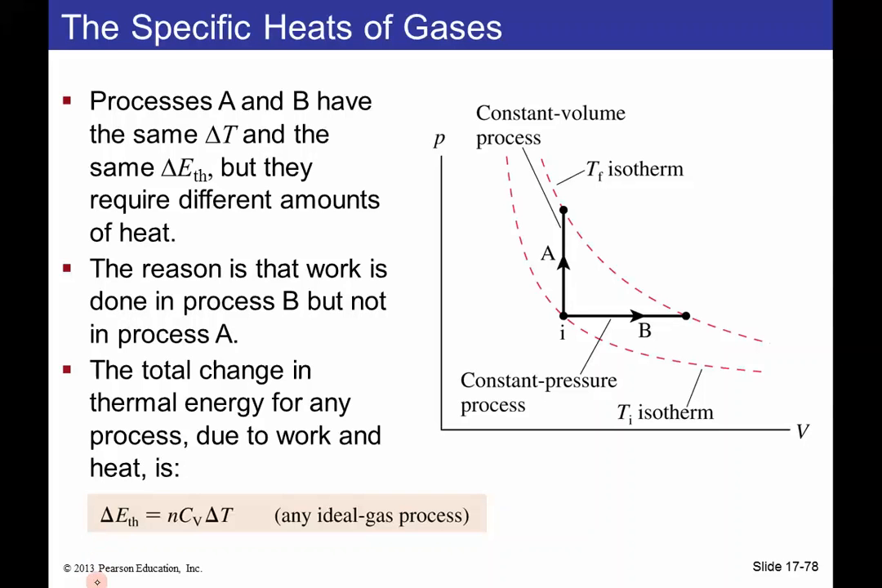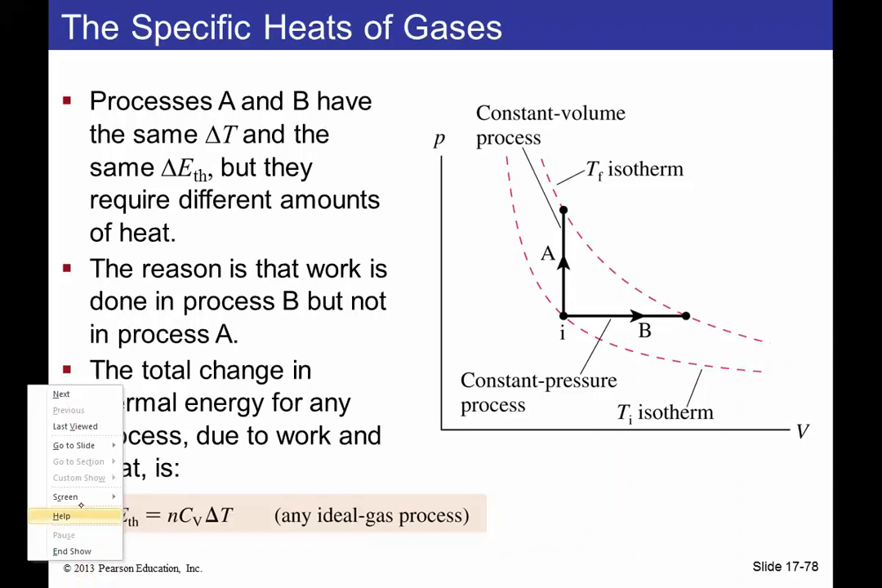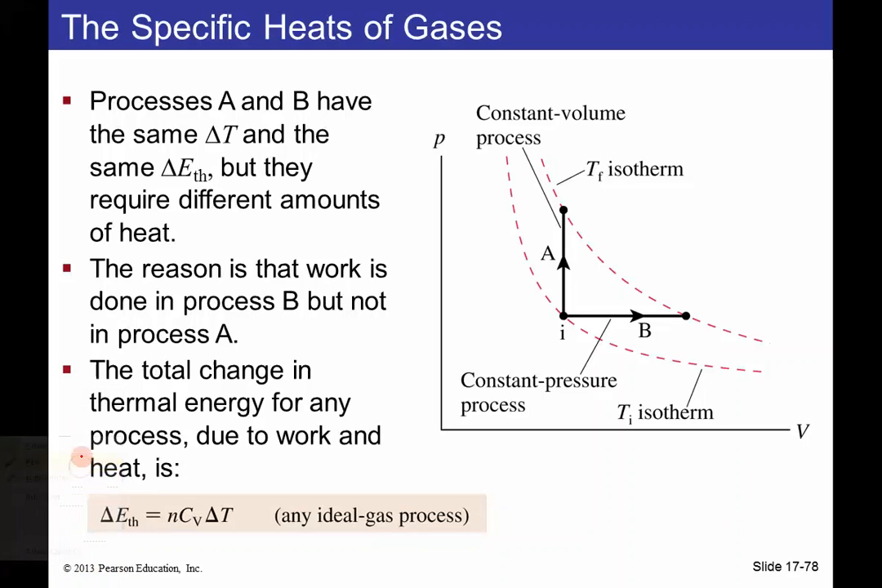Okay, so let's now look at specific heats for gases. In this graph here, we have a PV diagram. This is pressure, this is volume, and there are two processes here, process A and process B. Process A is an isochoric process, so you go from this initial state to this final state without changing the volume. So you're heating the system and the pressure is increasing as you go up, from an initial temperature Ti to a final temperature Tf.